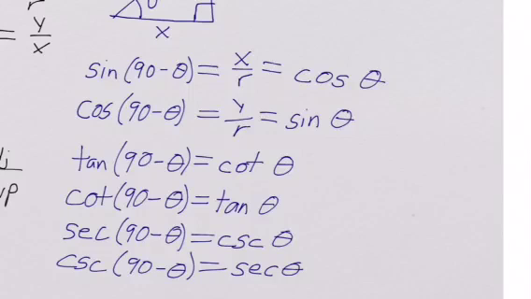So these are called the co-function identities. Basically saying that in the first quadrant, you take a function value, the cofunction of that angle's complement will be equal.